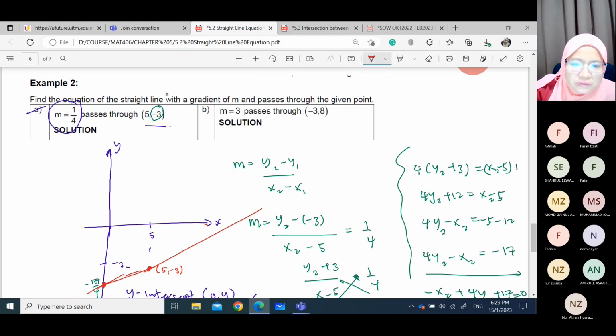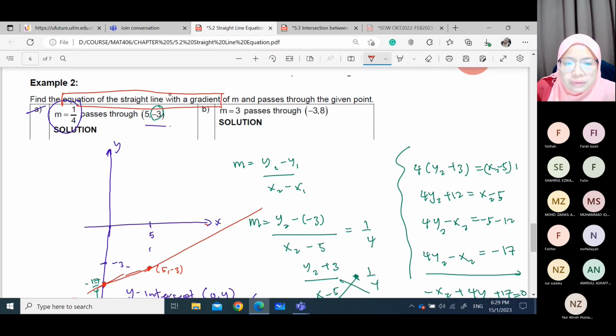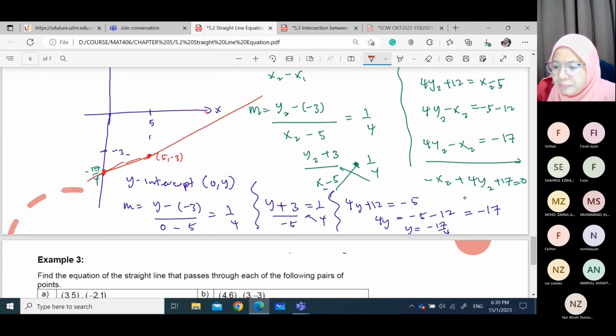Soalan dia minta equation of a straight line with a gradient of m. So bila with a gradient, the equation of straight line is about y equal to mx plus c. Yang ni dia nak dalam bentuk begini. Jadi apa yang kita buat dekat sini, this one is a general form. So untuk equation dalam bentuk gradient is about y equal to mx plus c.